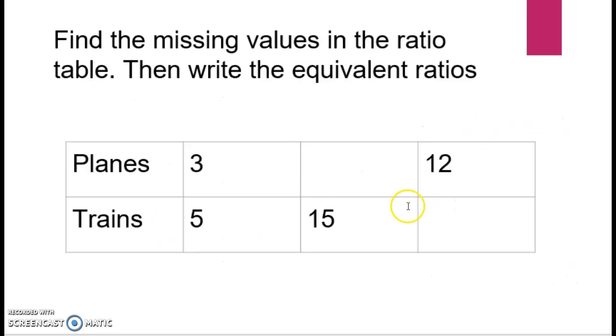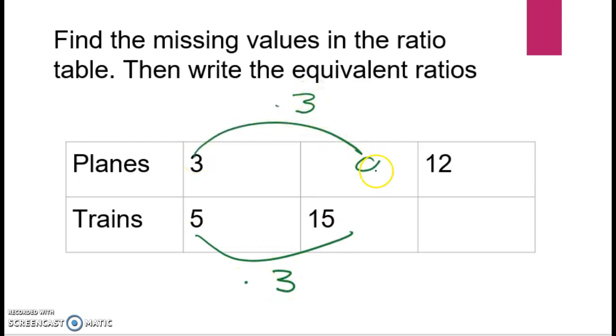All right, now here are our ratio tables. So when we're looking at ratio tables, what we need to do is we need to make sure that we see how we get from 5 to 15. So we get from 5 to 15, we multiply by 3, which means we need to do the same thing up here. 3 times 3 is 9.